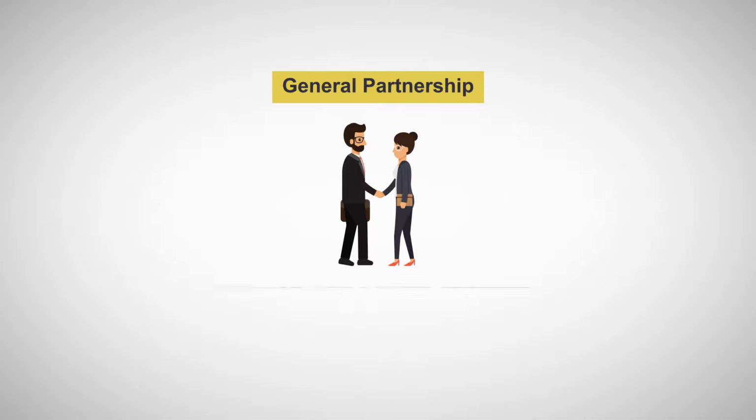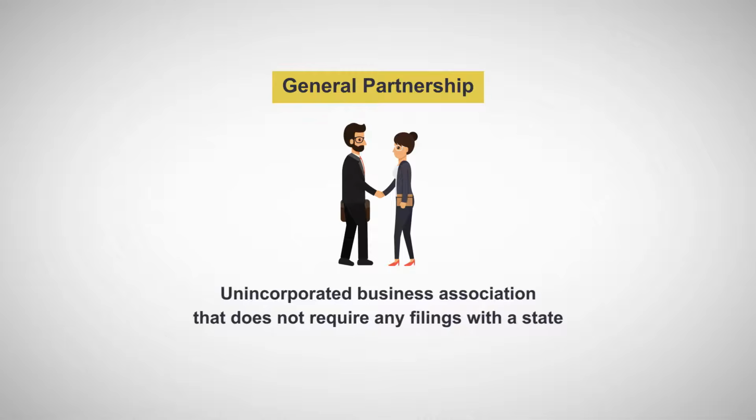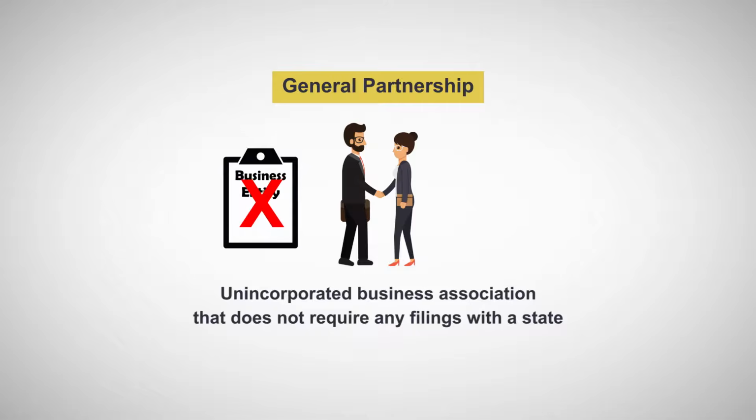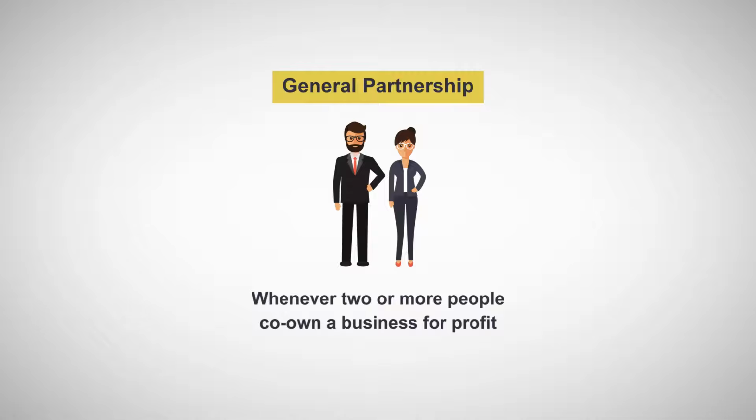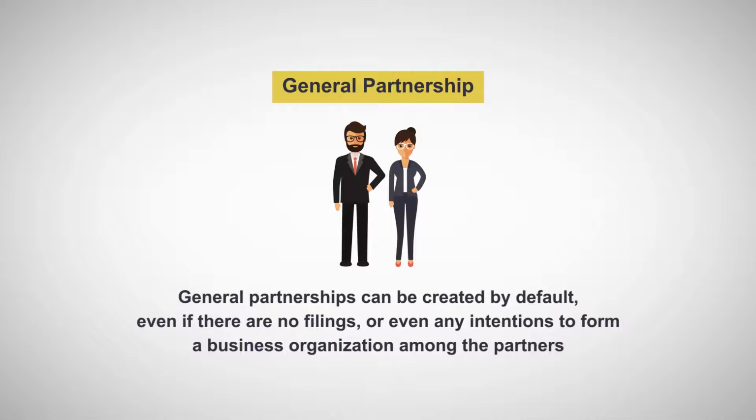A general partnership is an unincorporated business association that does not require any filings with the state. A general partnership is formed whenever two or more people co-own a business for profit. As such, a general partnership can be created by default, even if there are no filings or even any intentions to form a business organization among the partners.